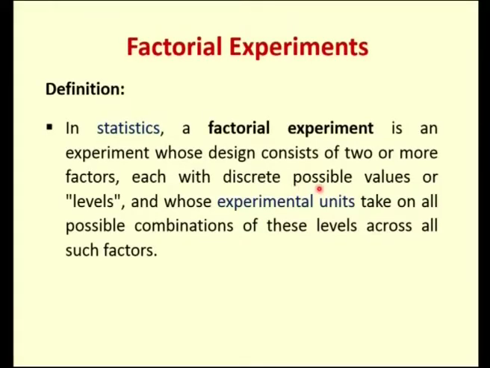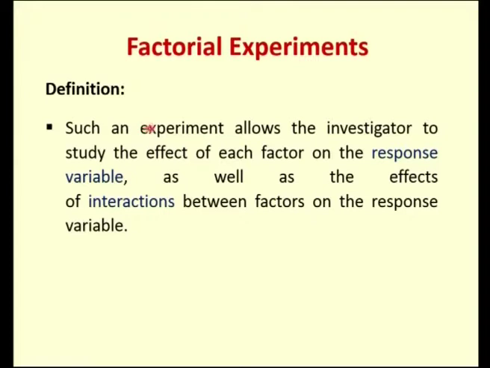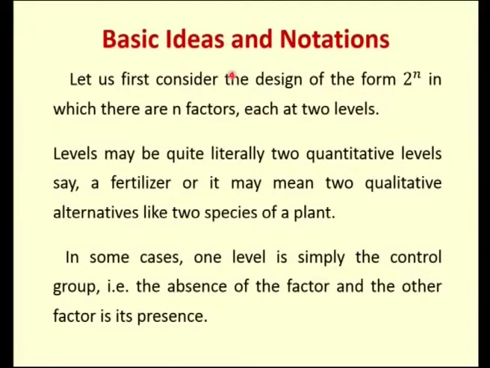In statistics, a factorial experiment is an experiment where we consider 2 or more factors each with discrete possible values or levels and whose experimental units take on all possible combinations of these levels across all such factors. And such experiment allows the investigator to study the effect of each factor on the response variable as well as the effect of interactions between factors on the response variable. And here we have the basic idea of factorial experiment, also the notations that we may use in factorial experiment.